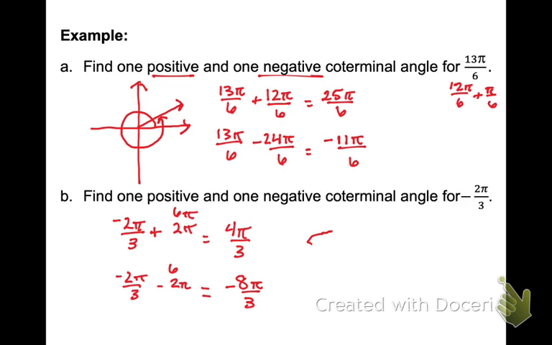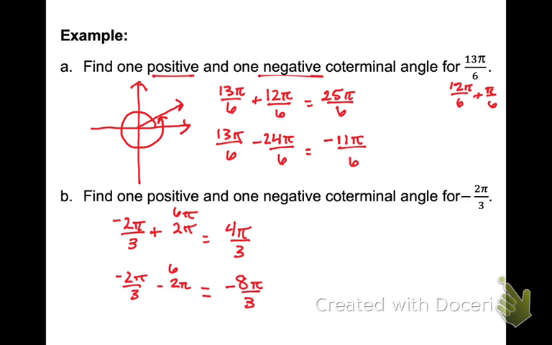Okay, I got 4 pi over 3 and negative 8 pi over 3. Wait, what did you do with the negative one? I added them. Because it's negative 2 pi and negative 6 pi. So it'd be negative 8 pi. So, yes? Yeah. Okay, now, could you guys have done something different?